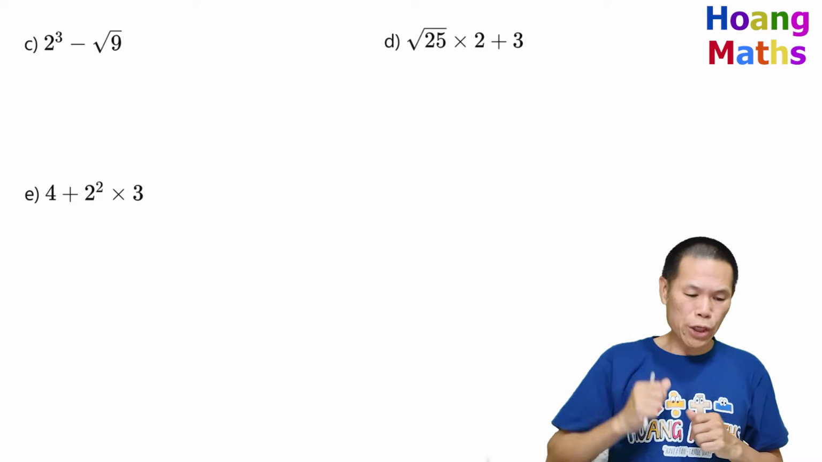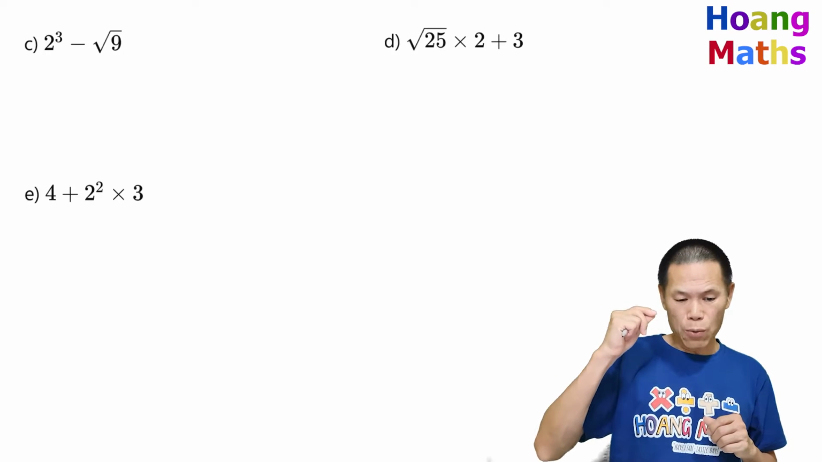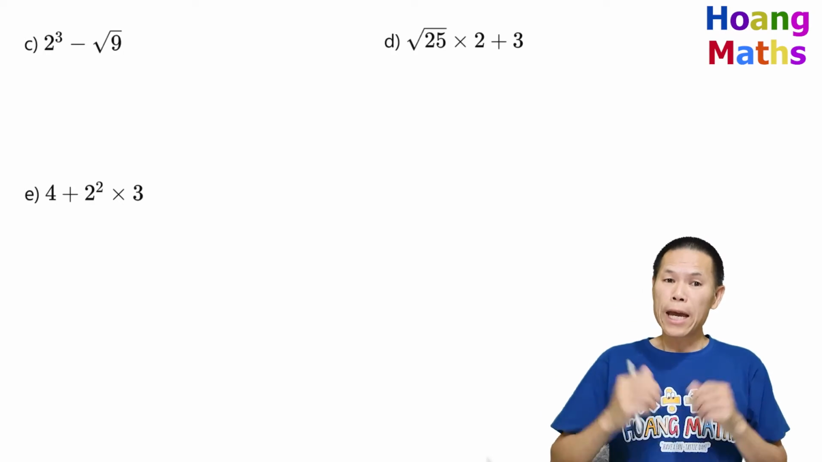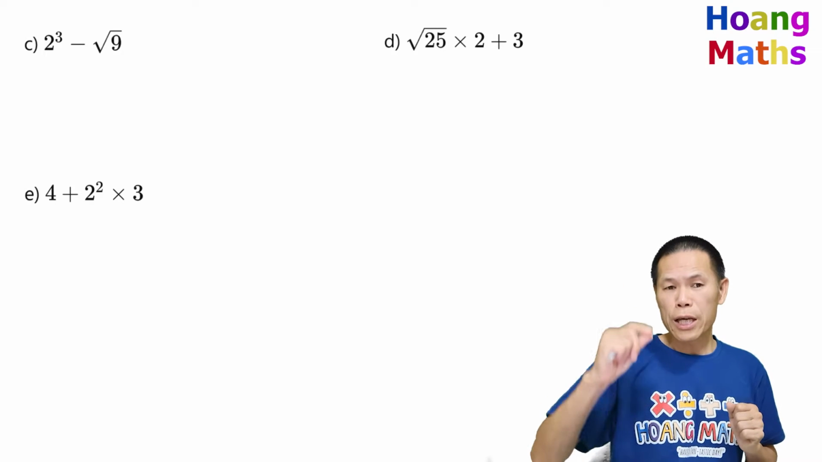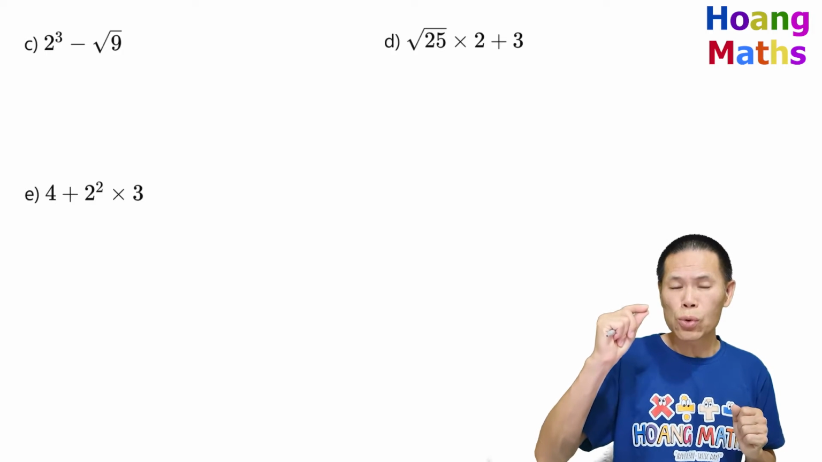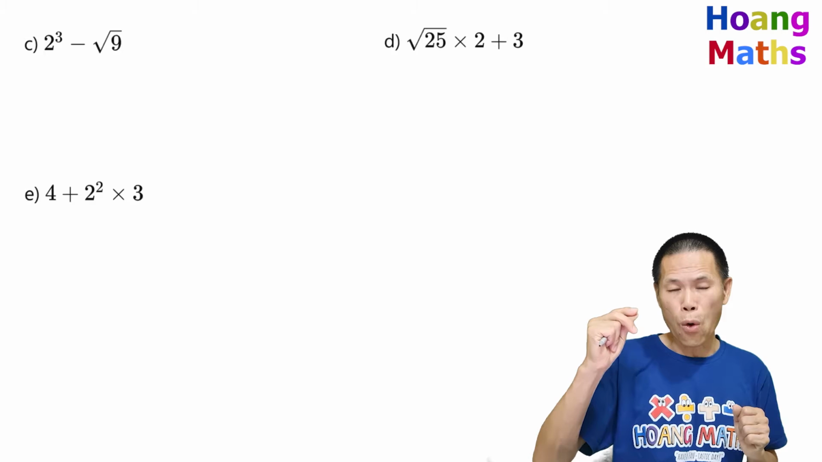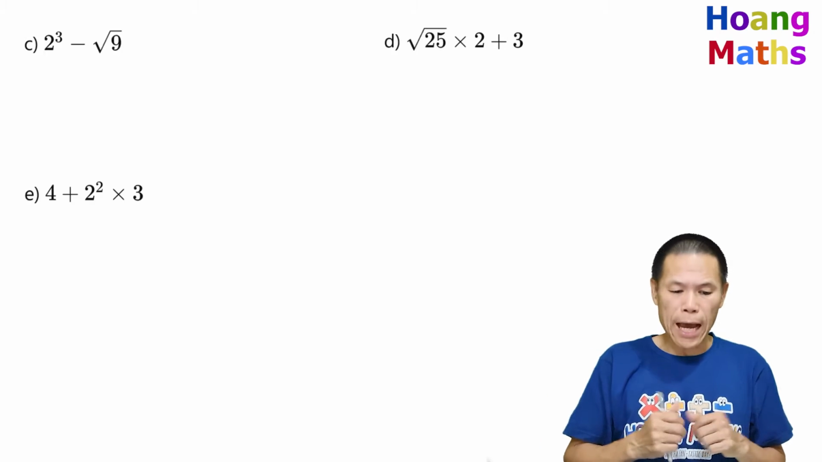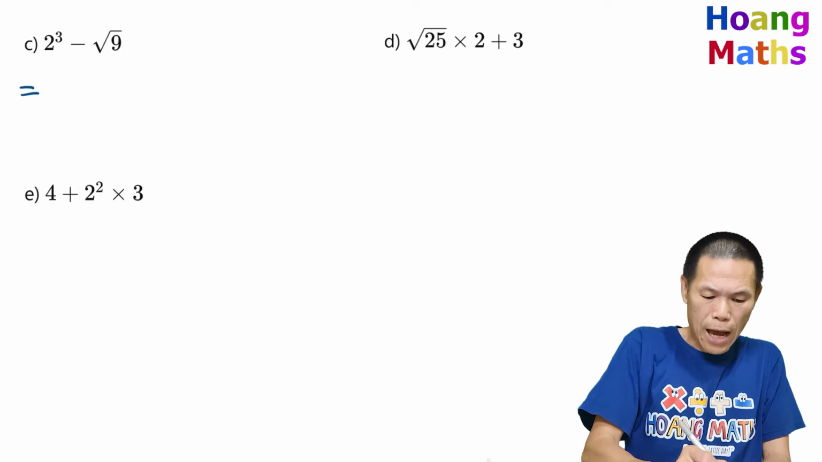So first of all, we need to work out 2 to the power of 3, and then we'll work out the square root of 9, and then we'll just find the difference. And we know that 2 to the power of 3 means 2 times 2 times 2. 2 times 2 is 4. 4 times 2 is 8. So we just write equal to 8.